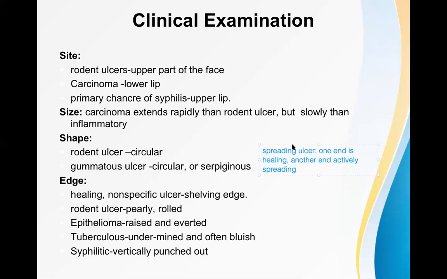One of the important examples of serpiginous ulcer is a gummatous ulcer, and another one is chancroid. It's a sexually transmitted infection caused by Haemophilus ducreyi. That is also a serpiginous type of ulcer. Now, regarding the edge, this is just a revision for you because we have already done all of this before.